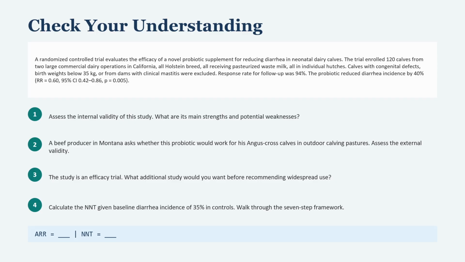Given the significant differences between the study population and this producer's calves, extrapolation requires explicit acknowledgement of uncertainty. A reasonable recommendation: the evidence supports probiotic use in neonatal dairy calves in controlled settings, with an NNT of approximately 7. The applicability to Angus cross pasture-raised calves is uncertain. A monitored trial on the producer's own operation would give the most relevant data.